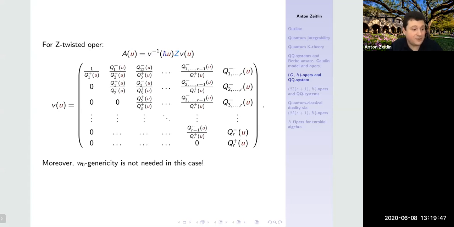Here it turns out that W0 genericity is not needed. My suspicion is that W0 genericity is not needed in the general case as well, but we don't see it yet. But in the SL_N case it's very transparent and you can actually write down this diagonalizing transformation. All right. So I wrote all these complicated equations just for the sake of you seeing that there is an explicit operator there. Okay.